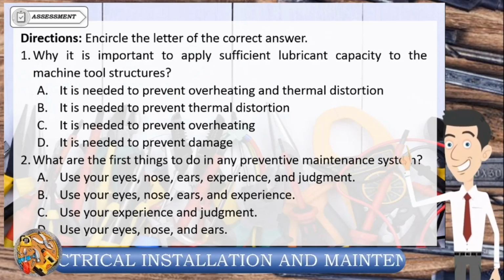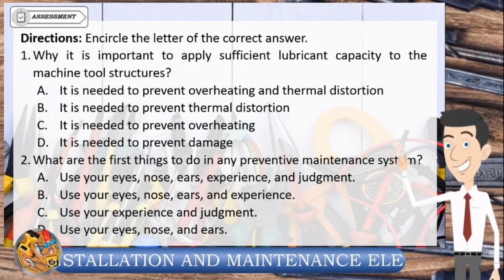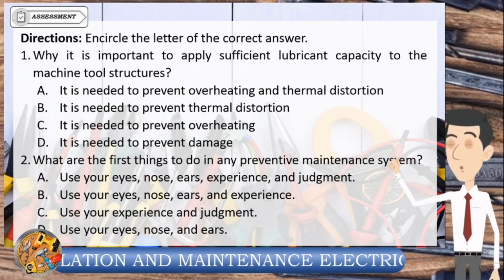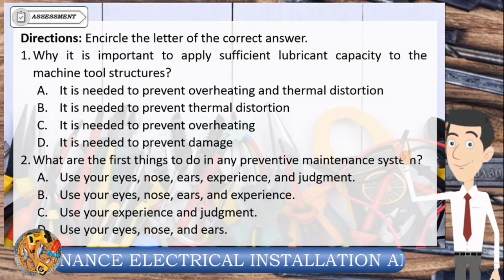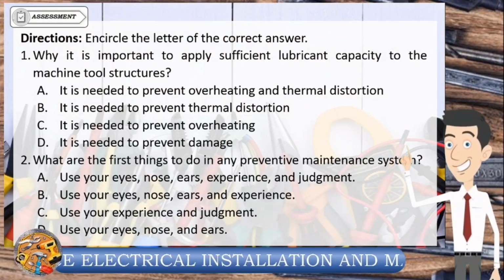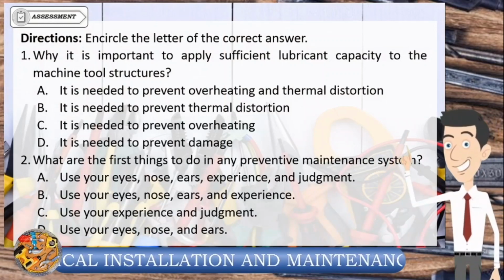Letter C. It is needed to prevent overheating. Letter D. It is needed to prevent damage. Let's move to the second question. What is the first thing to do in any preventive maintenance system?